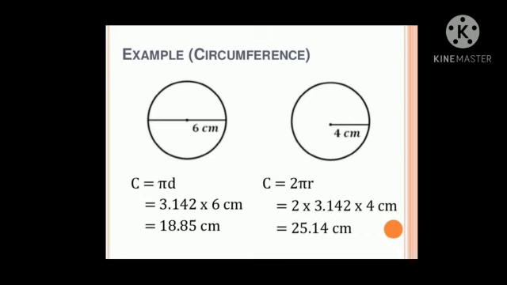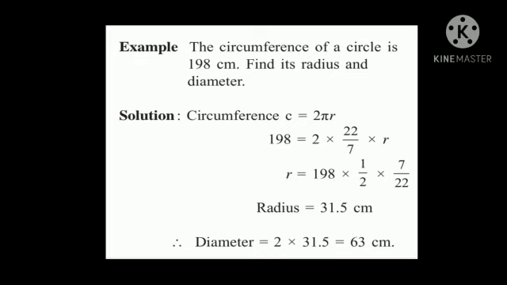In the second figure, we have been given the value of a radius. So we will use the formula circumference is equal to 2 pi r. After substituting the values, that is 2 into 3.142 into 4 cm, we get the value of circumference as 25.14 cm. Children, here we have used the value 3.142. Now we will see a sum where we can use the value 22/7.